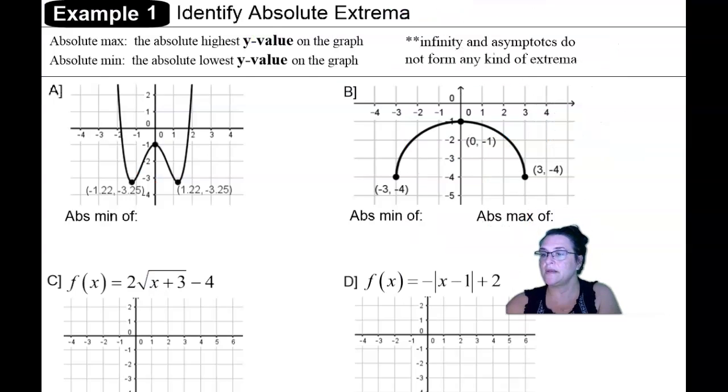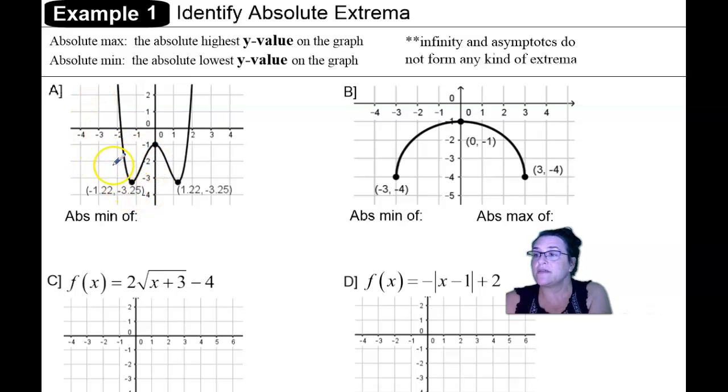Okay, so in example 1, we want to identify the absolute extrema, remembering that an absolute max is the absolutely highest y value on the graph, and absolute min is the absolute lowest y value on the graph. Okay, at this point, we're not going to worry about identifying any local or relative extrema, just the absolute in these pictures. And we want to take note that infinity and asymptotes do not form any kind of extrema. So in examples A and B, the graph is given for us. So we're just going to take a look and analyze this graph.